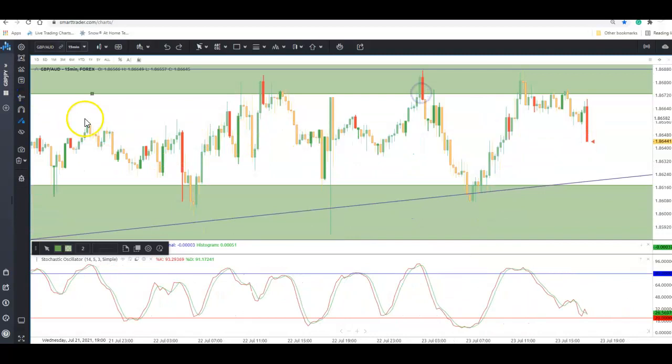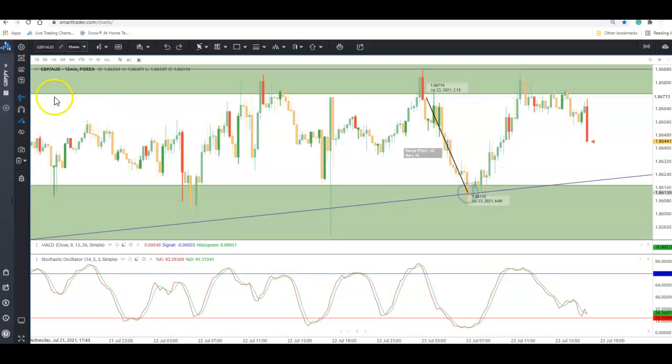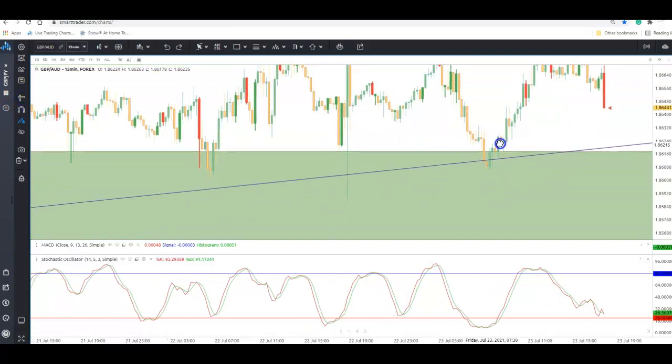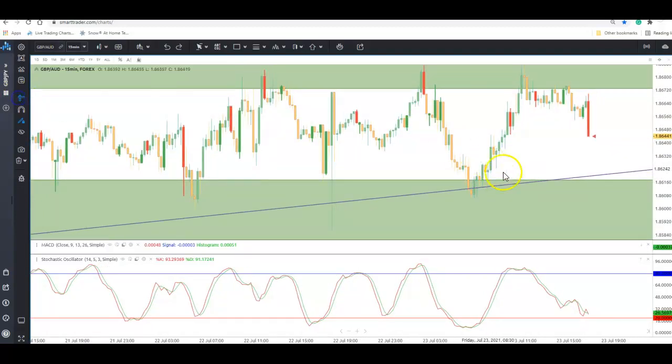So we could have taken two trades within probably a 3-hour time period. Let me see. 58 pips to the downside, and the same amount of pips going in the opposite direction. See that? 57 pips.